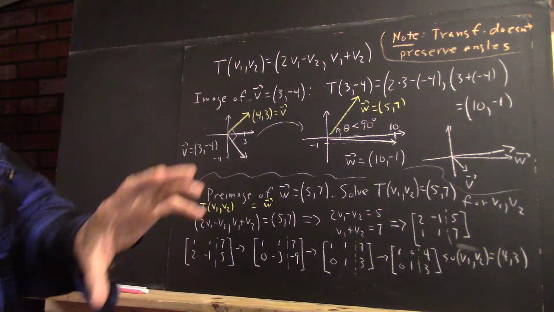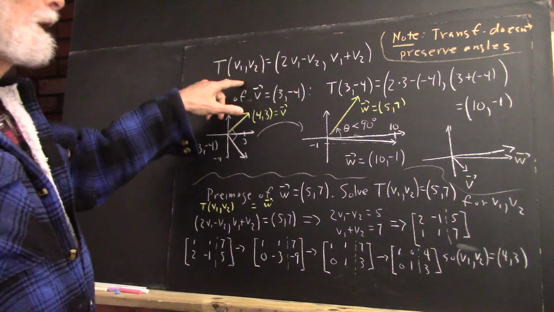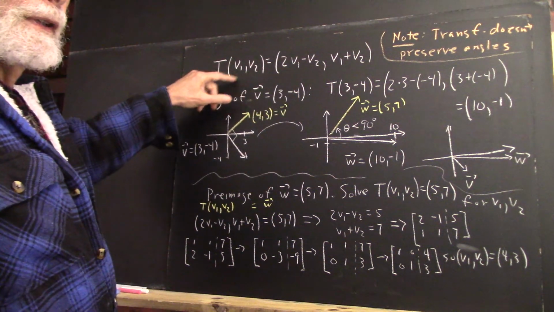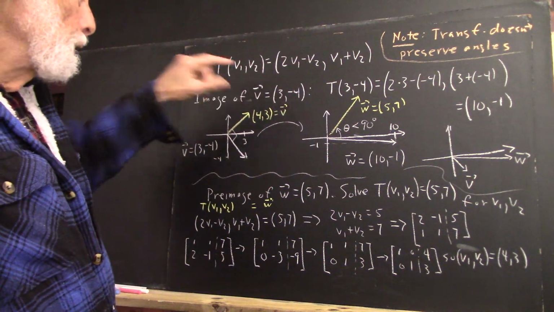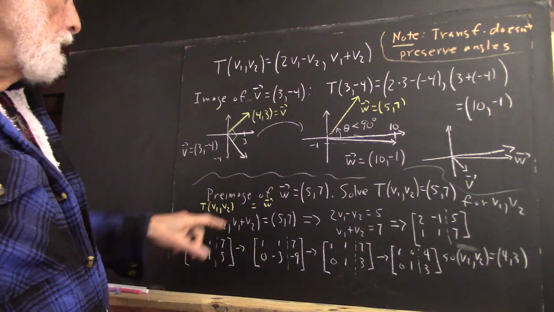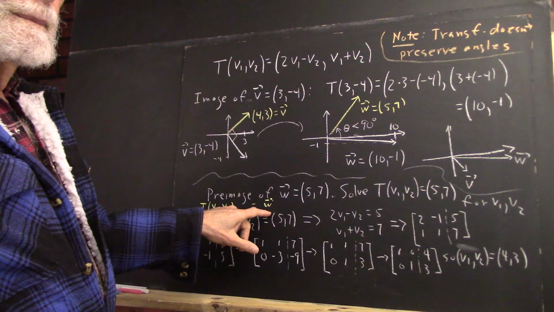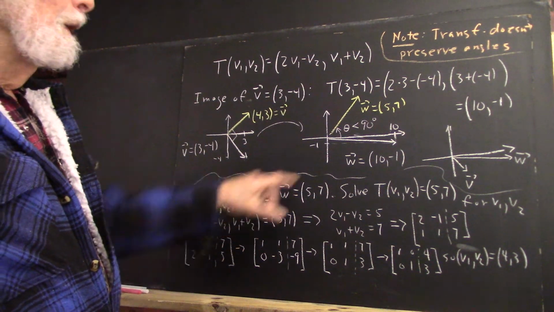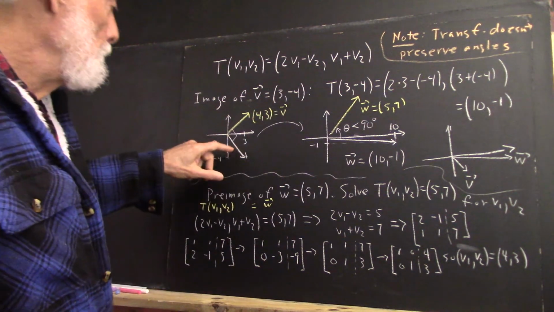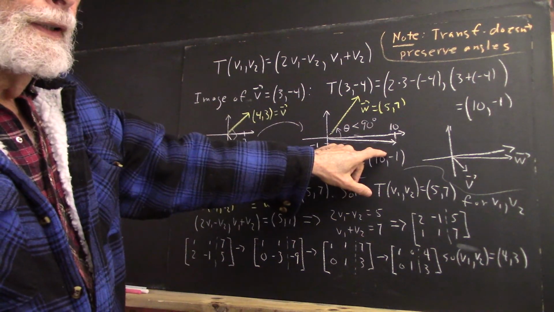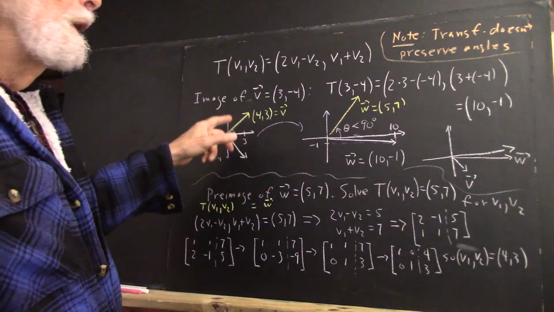Okay, so bottom line, what you want to see is how to calculate the image if you're given your v vector, the components of your v vector, and how to calculate the preimage if you're given the w vector over here. So we were given this vector, we calculated this. We were given this vector, we calculated this.